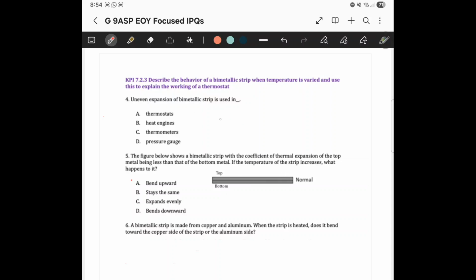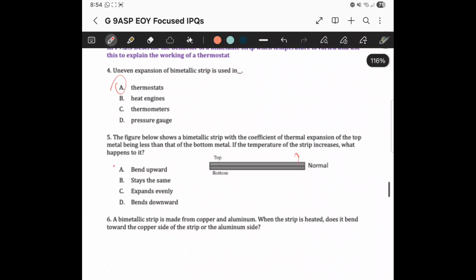Uneven expansion of bimetallic strips are used in, so this is when one strip will bend more than the other, so that can create a contact with the circuit, or it can break contact with the circuit when it moves away or towards it. So the idea here is this is going to be used in a thermostat, part of a circuit. When the temperature increases, the metal will bend, and then it will touch something to turn the AC on or something to turn the heater off, for example. That's called a thermostat, to do with temperature.